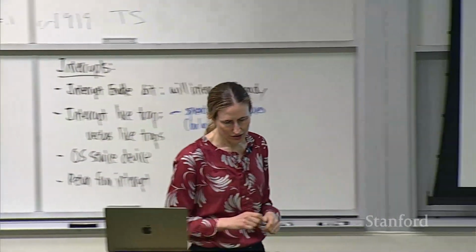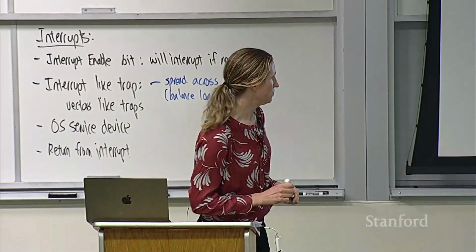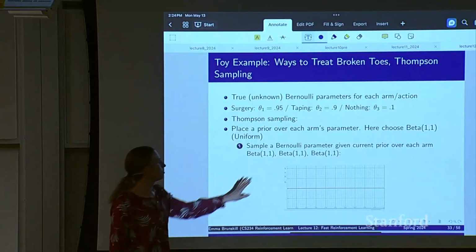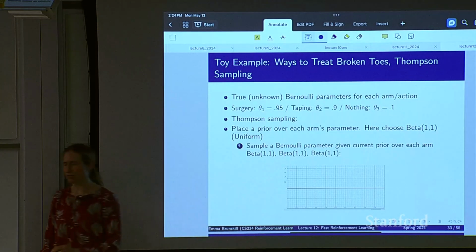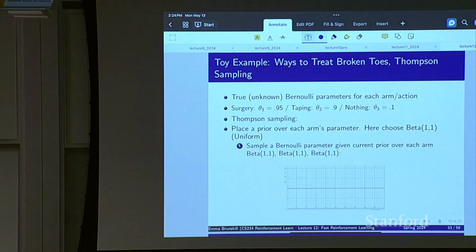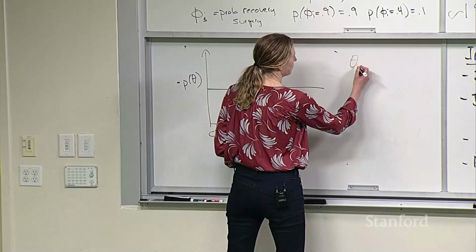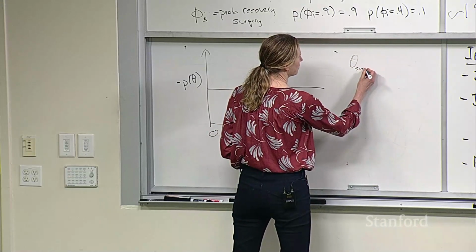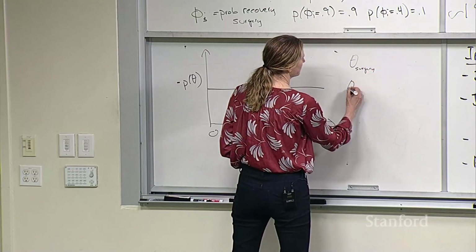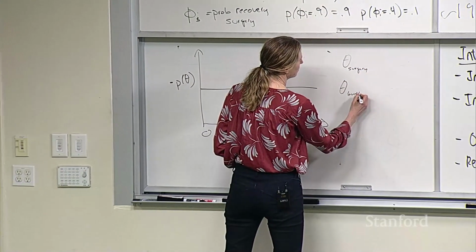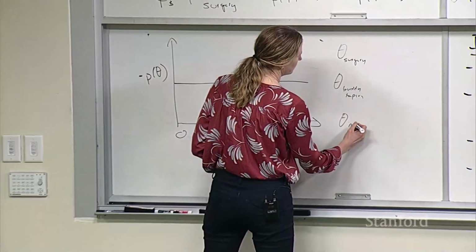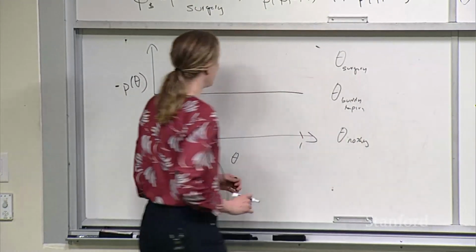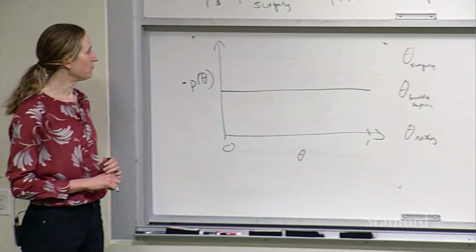So this is our prior. And now what we're going to do is sample a Bernoulli parameter, given the prior of each arm, for the 3 arms. What does that mean? That means I'm going to sample something for surgery, something for buddy taping, and something for do nothing. All of them have this particular prior for now.